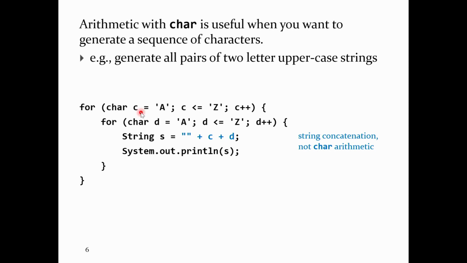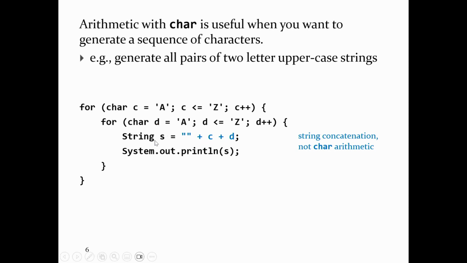So C starts at big A, goes up to and including big Z. Each time through the loop, I'm going to advance or increase the value of C by 1. So A, B, C, all the way through Z. I can use a nested loop that does the same thing, this time with the character D. So again, starting at A, going through to uppercase Z.